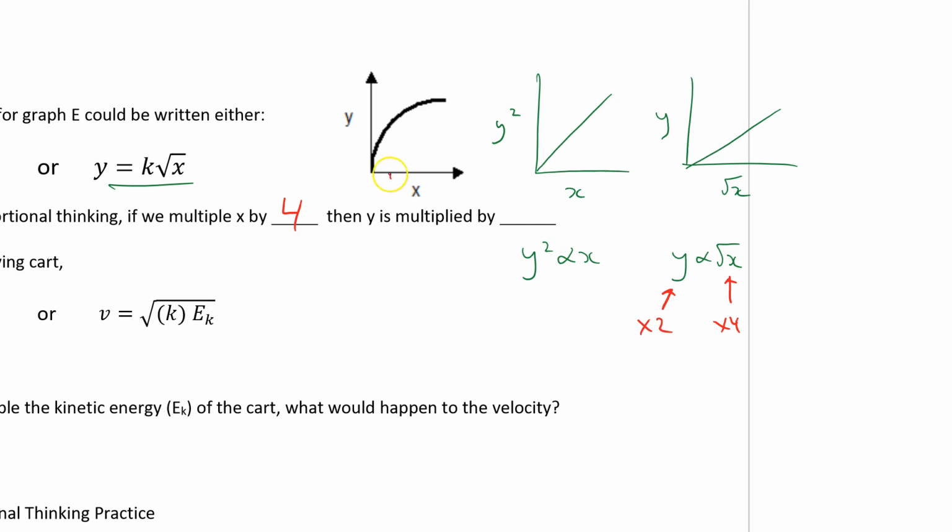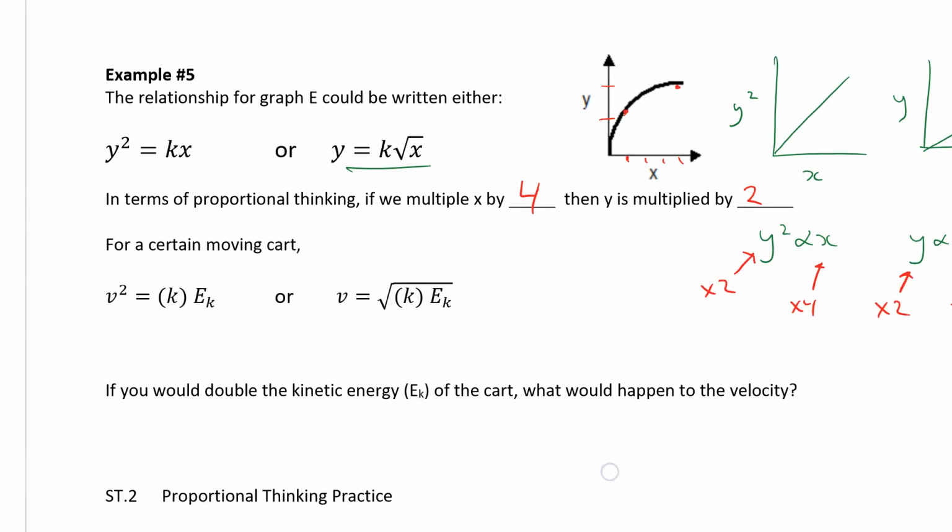Okay, let's pick 1, 2, 3, 4. So here's my 1x, and if I multiply it to x times 4, it goes all the way over here. So y kind of doubles. All right, hopefully that makes sense. Another way: y is multiplied times 2. If we think of it over here, we almost have to look at it backwards. If we multiply y times 2, then this x is going to get multiplied by 4 because it's got that square sign over it. So in either case, we get the same result.